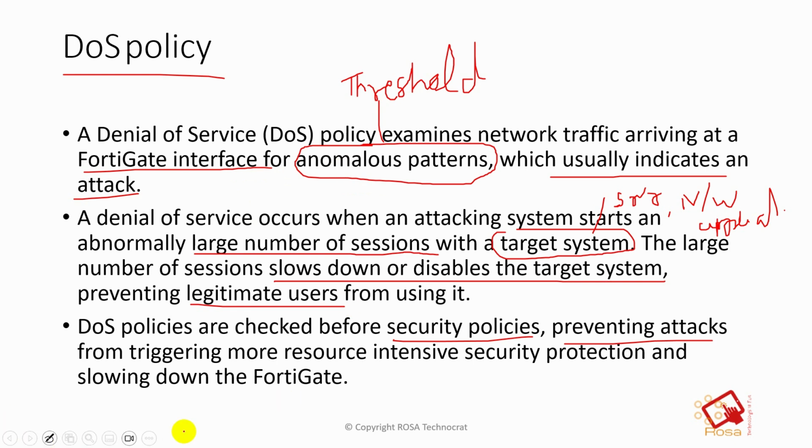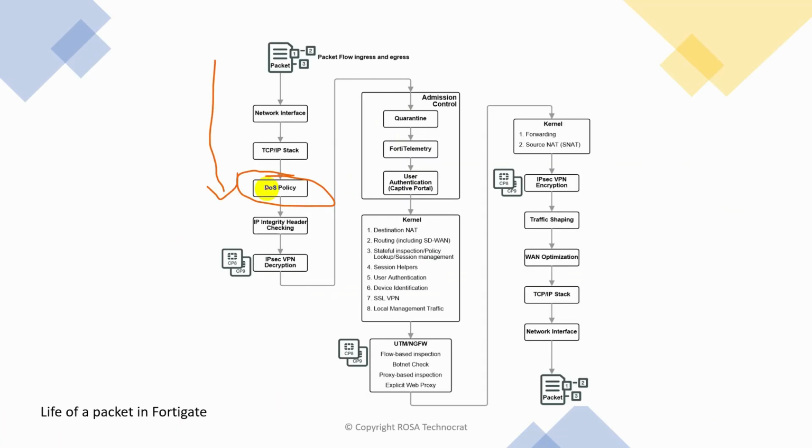Then what is the flow? How does the traffic flow from an external network into the FortiGate and then to the outside network? Assume this is a user, or an attacker, anyone. When traffic flows to ingress and then egress of the firewall, the user sends the traffic, and it comes at the network interface level first.